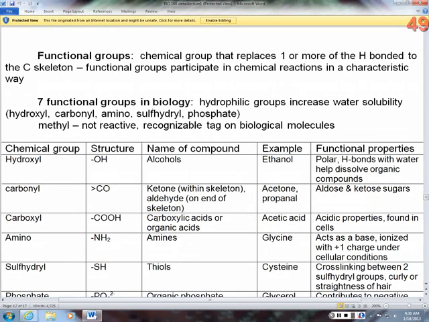The chemical groups on there are going to be key to the functional biological properties of molecules. The functional groups are the chemical groups that are going to replace one or more of the hydrogens. So these hydrogens, where you have these bonds, you could stick some other functional group in there and make something else. There are 7 functional groups that you're going to see in biology.